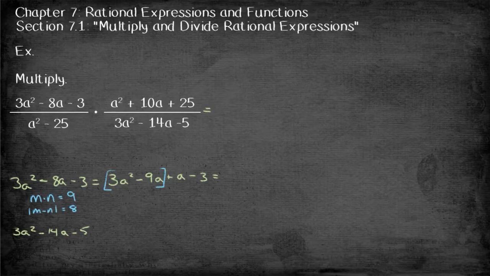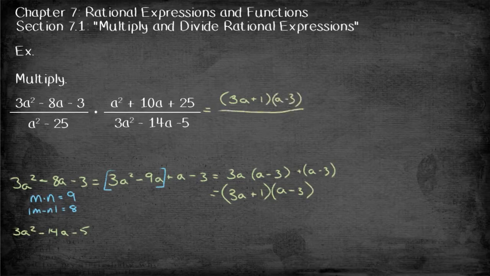The first group can pull out a 3a. So I can factor this a minus 3 out. I get 3a plus 1. So remember, we're thinking of factoring like dividing. And we get 3a plus 1 times a minus 3. That was one of 4 polynomials factored. Yippee. Let's look at the next one.